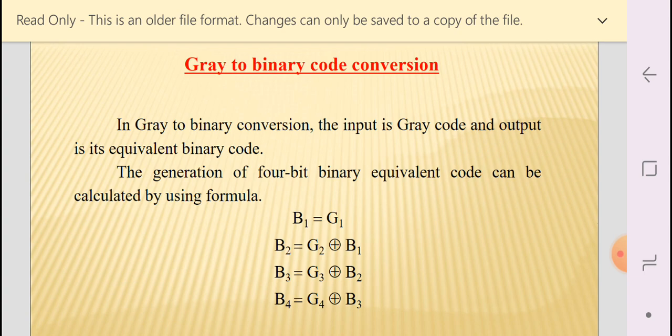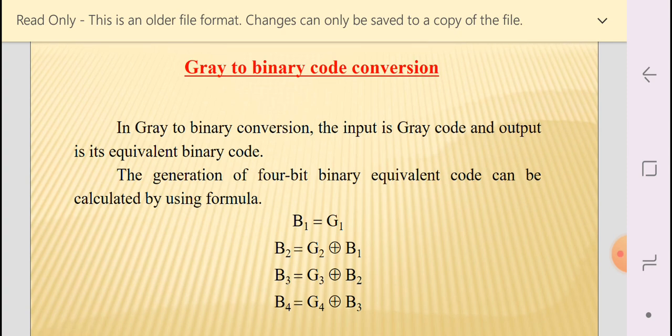Look at this formula: B1 equal to G1, B2 equal to G2 XOR B1, B3 equal to G3 XOR B2, and B4 equal to G4 XOR B3. That is the formula through which you can calculate the binary numbers. So here, just opposite of the case of binary to gray code, we want the binary number from the gray code number.